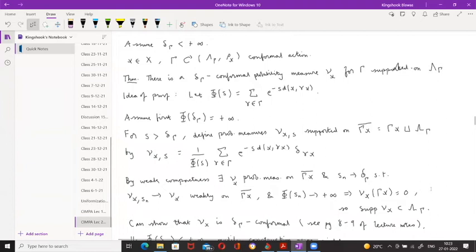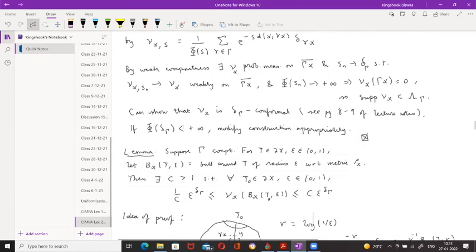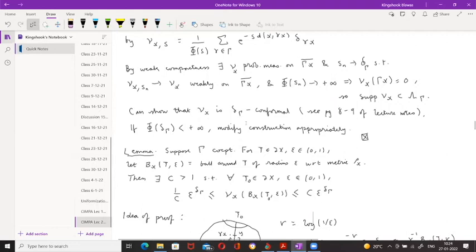And the main thing to show is that it satisfies this delta conformal property. For that, you look at pages 8 to 9 of the lecture notes. I'm not doing it here; it's done there. And this was the case where the Poincaré series diverges at the critical exponent. If it converges at the critical exponent, you have to modify the construction appropriately. I haven't done it in the notes, but you can find references for this. It's a very standard construction.